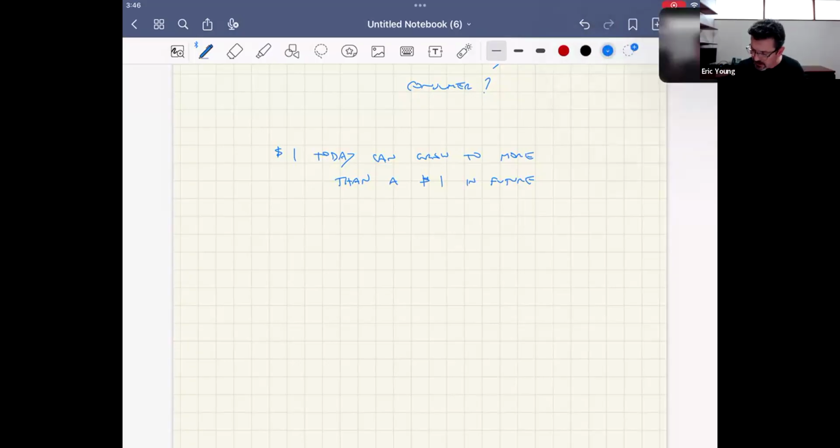We say that a dollar today is worth more than a dollar in the future. It's another way to say it. $1 today is worth more than a dollar in the future.